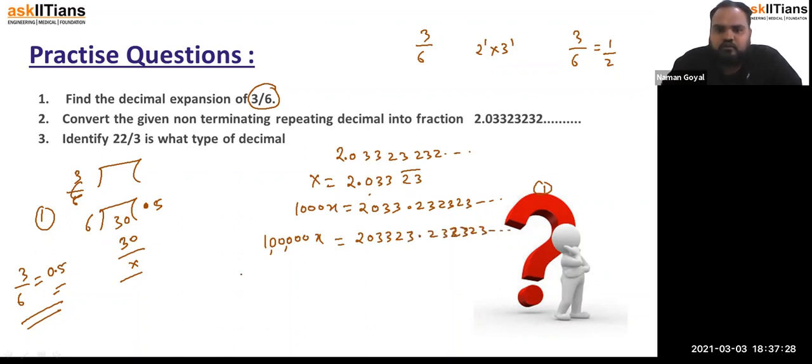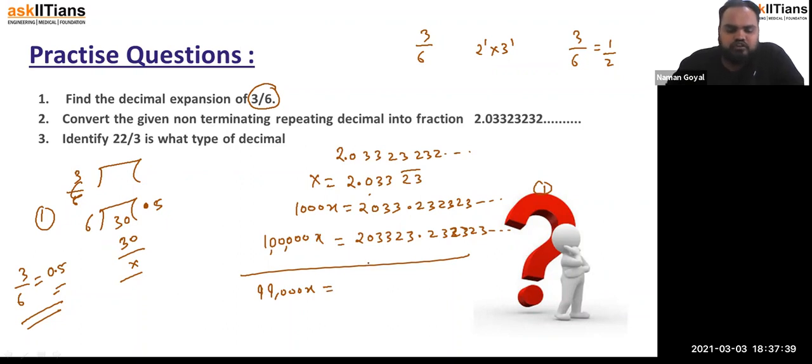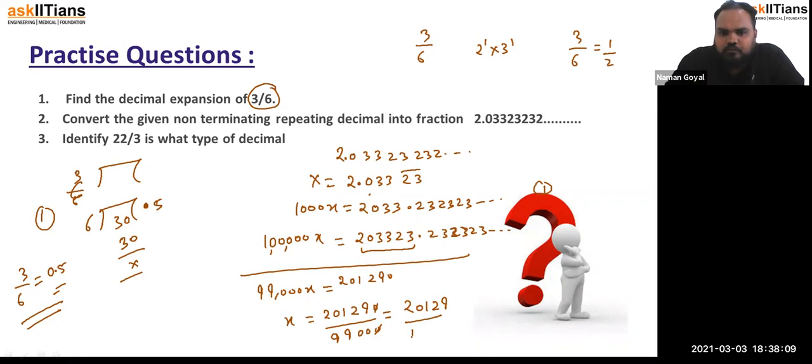203323.232323 and so on. Now we are going to subtract. If we subtract 1000x from 1 lakh x, how much do we get? 99,000 x is equal to 203323 minus 2033, right? So how much did you get? 201290. So the value of x is 201290 divided by 99000. So 0 cancels out, so it will give 20129 upon 9900.